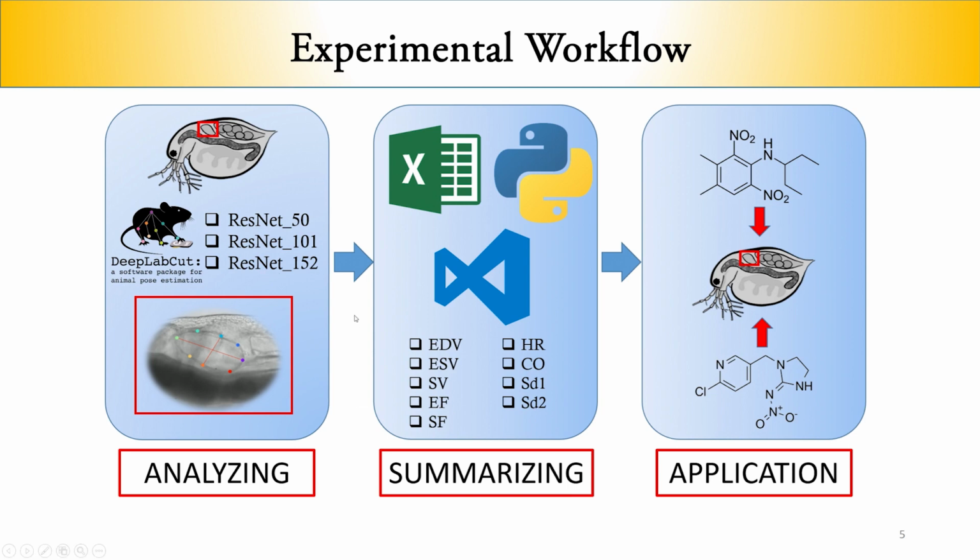After the analyzing part, we will move to the summarizing part. The summarizing part will be done with the help of Microsoft Excel, Python, and VS Code. In this study we will develop some macros in VBA, which is part of Microsoft Excel, to help with batch processing the output of the DLC program. The other tools, Python and VS Code, will help us with the calculation of some parameters. After that, we will move to the application, which is the validation of our method by exposing the Daphnia to pendimethalin and imidacloprid, which are pesticides.